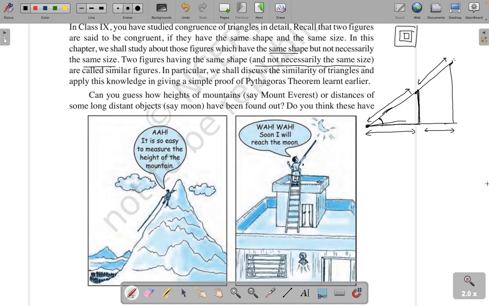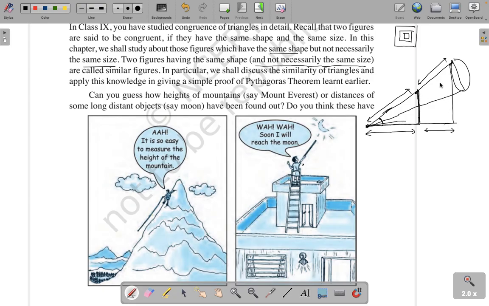So this is one way. Another way, you can also apply trigonometry. If you know this distance, you can then apply trigonometry. And then another way is, say, if this is the moon, you can draw two lines like this. So this will become the diameter of this moon.